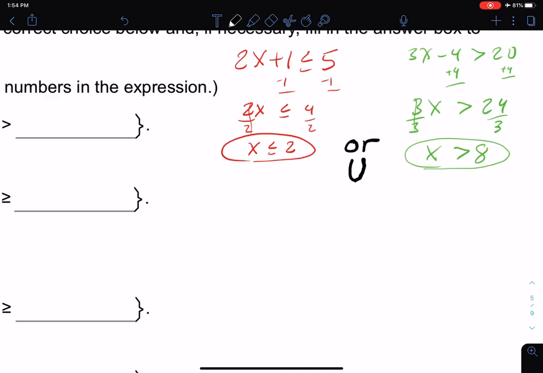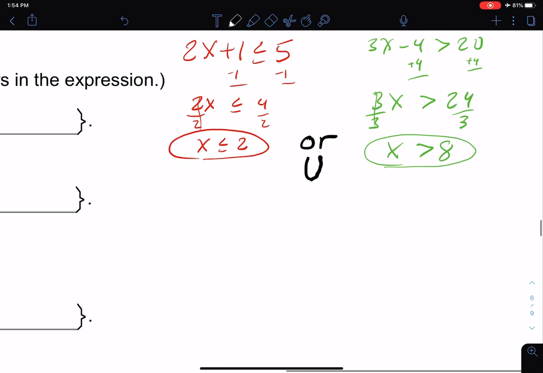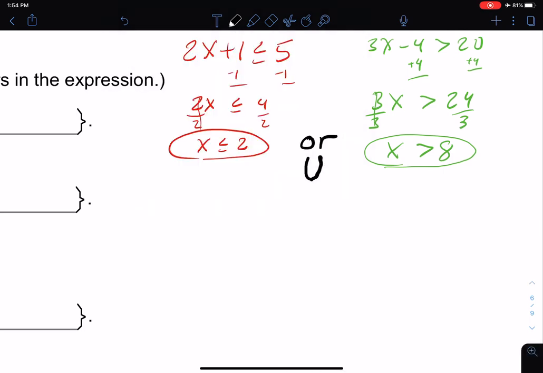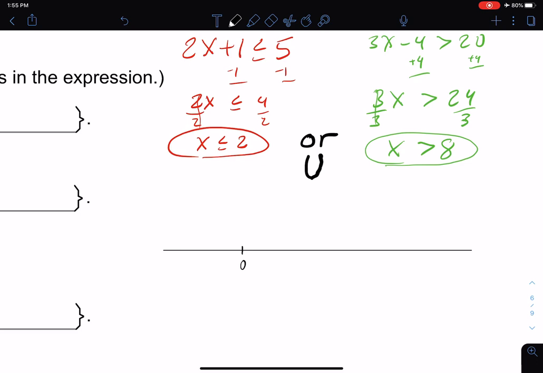But let's go ahead and take our time just to show that. I think I got to go down to the smaller font, and there we go. So let's show both of these graphs. It could have been straighter. Okay, so now we've got 0, we've got 2, and we've got 8 about out there.